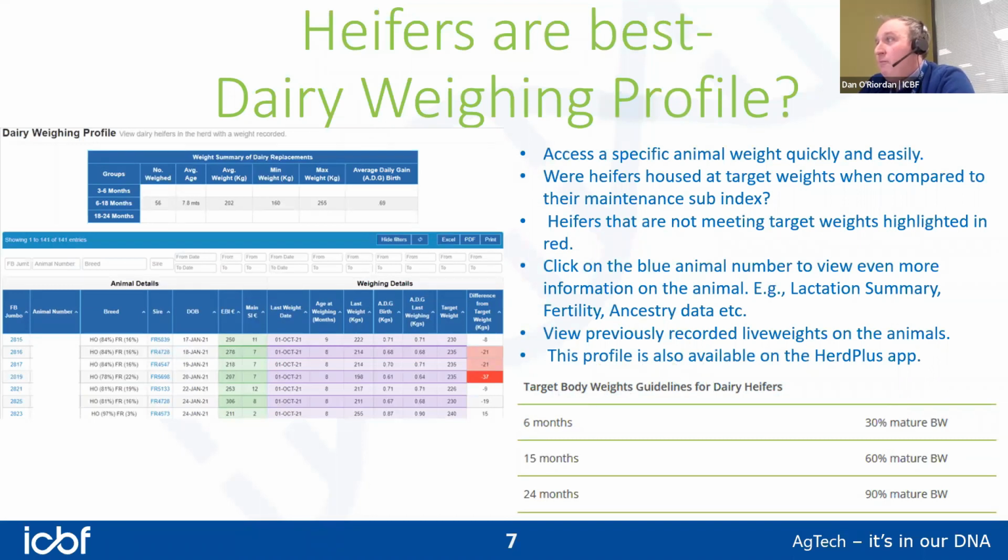And again, heifers that are meeting targets, do they need to be looked at now at turnout? Will they prove difficult to put in calf? So there are obviously management issues around that. And again, on all our profiles, if you click on the blue tag number, the jumbo on screen, the lactation summary, fertility, and history all pop up, and any previously recorded live weights come up on the animal. And it's also available in the HerPlus app.